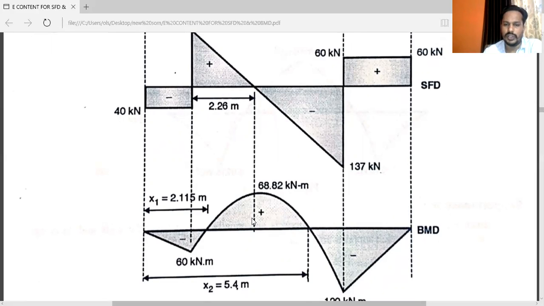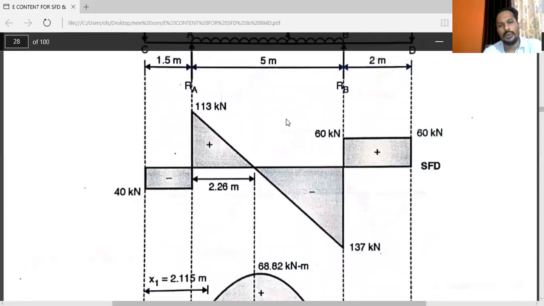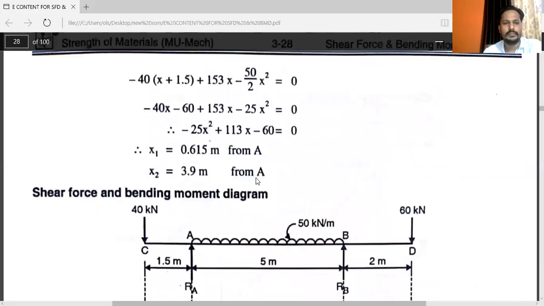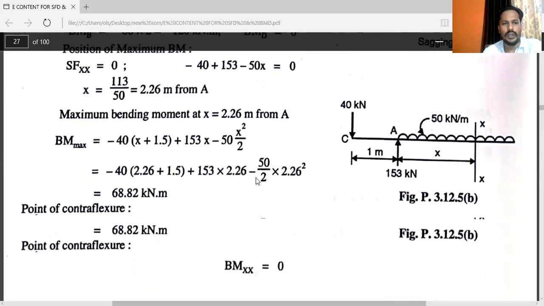Minus, plus, and minus. Here in the shear force diagram, minus sign, plus, minus, and plus. Above the baseline, that is plus. Below the baseline, that is minus. During exam, you have to draw this type of diagram. Now, the important points are there.